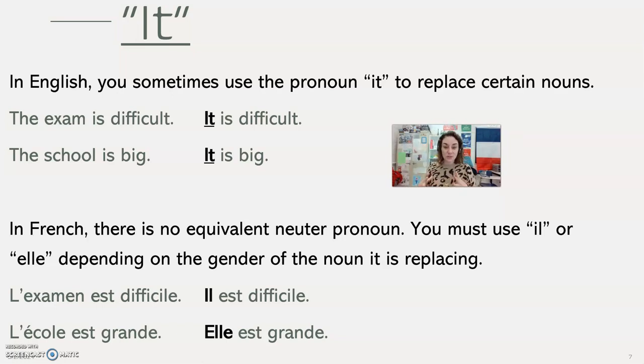So in French, there's no equivalent. You just use il if it's masculine. You use elle if it's feminine. That's kind of simple. L'examen est difficile. Il est difficile. It is hard. It being that masculine thing I mentioned. L'école est grande. Elle est grande. Elle meaning it, referring to that thing I just mentioned.